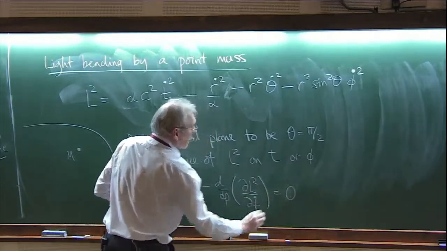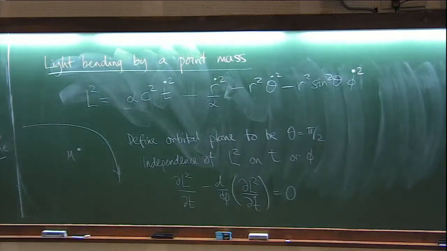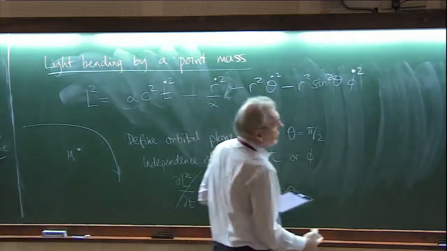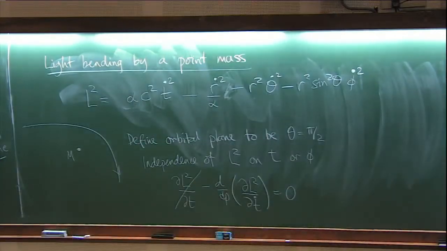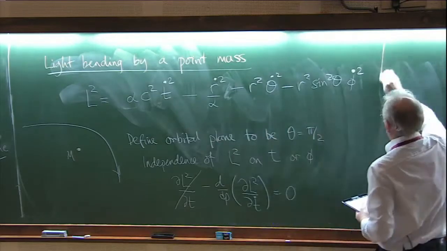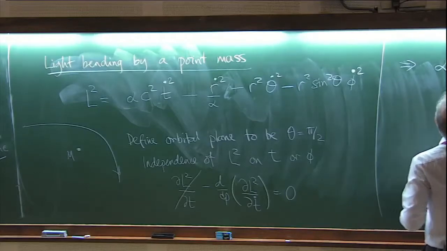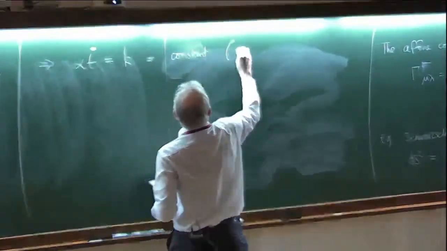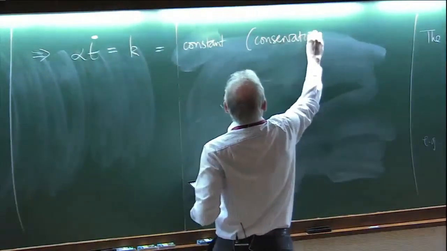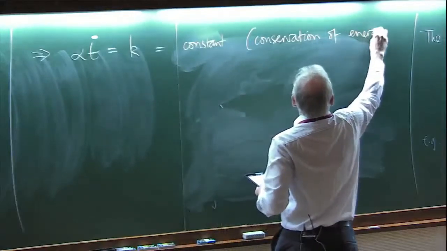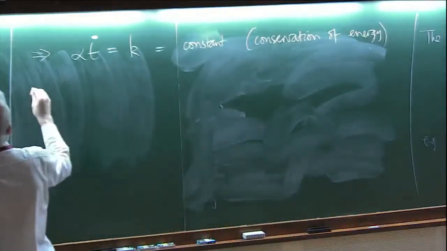So if we look at the first of the Euler-Lagrange equations where mu is equal to 0, then this term disappears, and we have a conserved quantity. As very often appears in physics, symmetries in the problem lead to conserved quantities. So from this first term, dL squared by d t dot, we find that alpha times t dot is equal to a constant, which is effectively a conservation of energy.